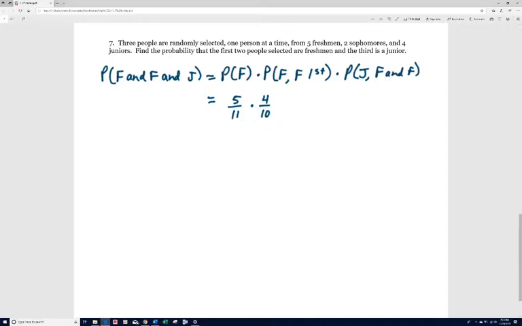Again, these are random. And then the last selection, you've already chosen 2 freshmen, and you choose a junior this time. The probability of choosing a junior, well, there's still 4 juniors, and there's now 9 people to choose from, so 4 ninths. We can reduce the 4 tenths, and notice we can cancel those 5s, and now when we multiply across, we get 8/99. All right, and that's the end of this video.